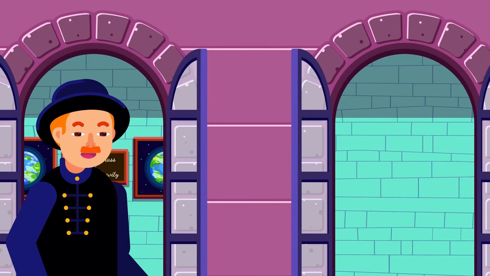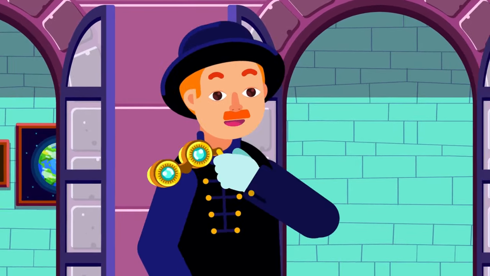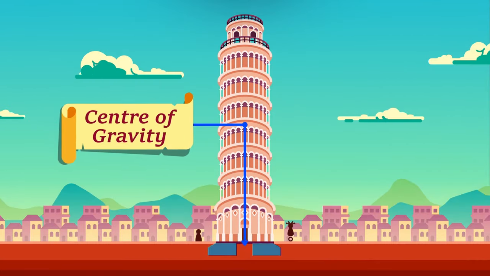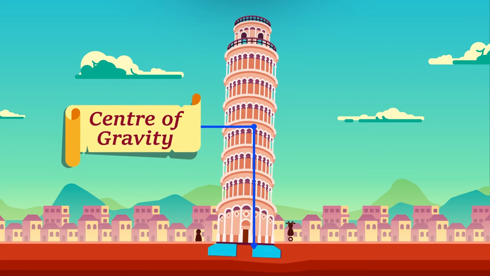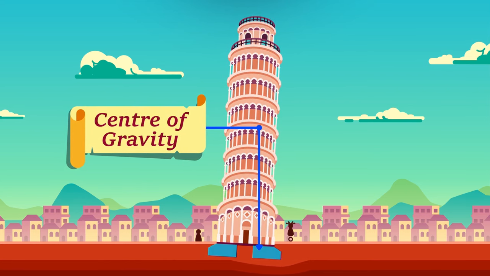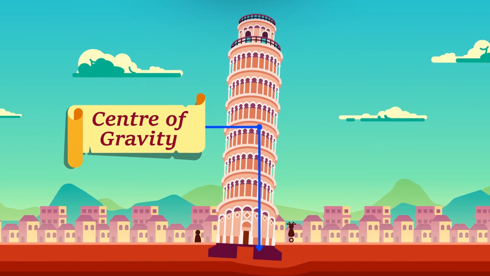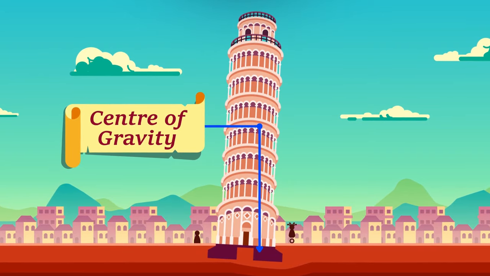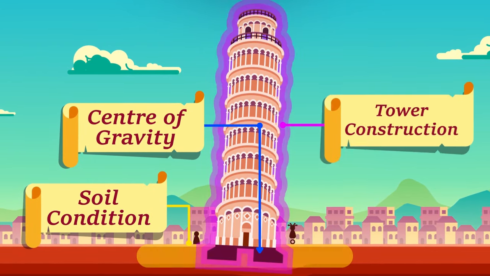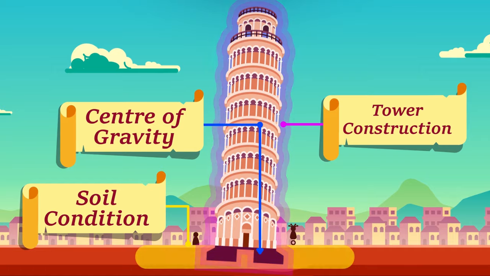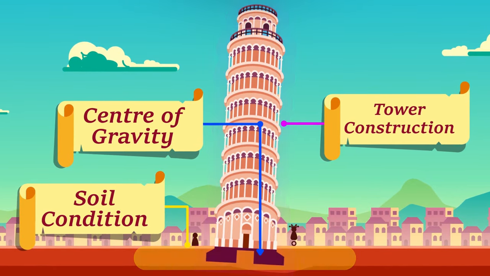Knowing the center of gravity is very important to observe a system's equilibrium, especially in construction. Look at the Pisa Tower. As it leans southward, the center of gravity also started shifting. To correct the position of the tower and prevent it from falling, the engineers not only needed to know the soil condition and the tower construction, but also the tower's center of gravity and to keep it on the base.